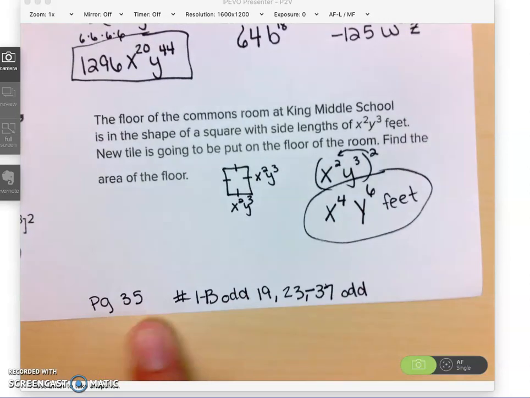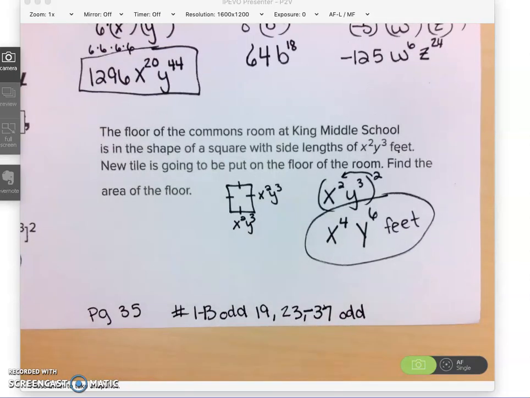Page 35, numbers 1 through 13 odd, 19, and 23 through 37 odd. Okay, remember, on a separate sheet of paper.